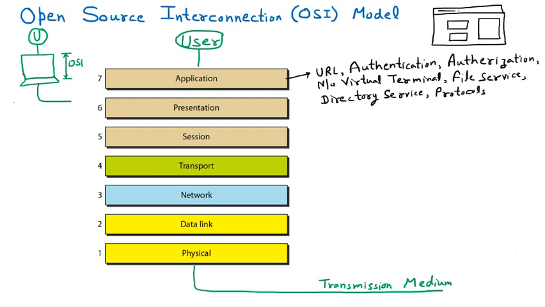So with the help of the very first example of Facebook, we have learned that the application layer is responsible for authentication, authorization. It provides the network virtual terminal, file services, directory services, protocols, and the URL. So these are the parts of the application layer.